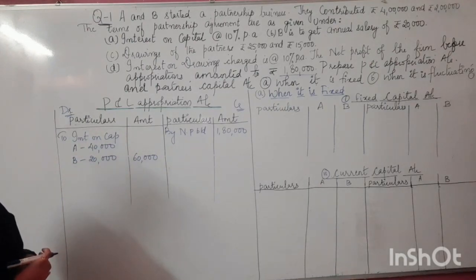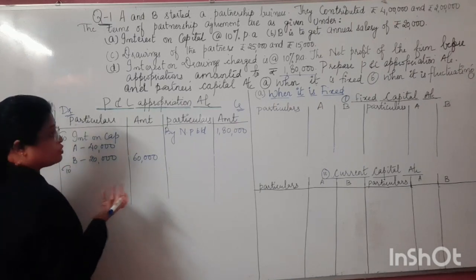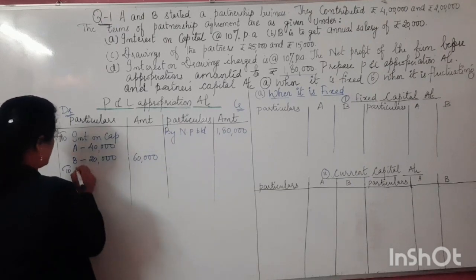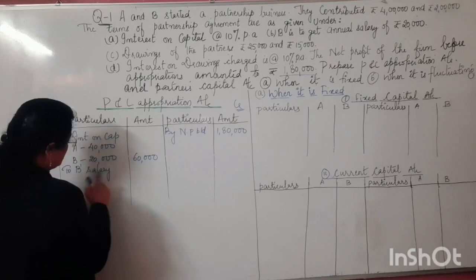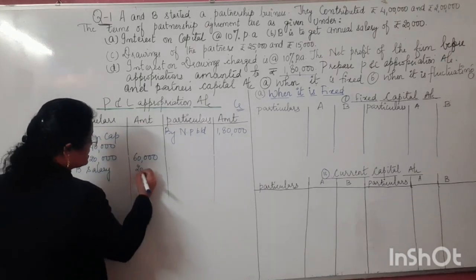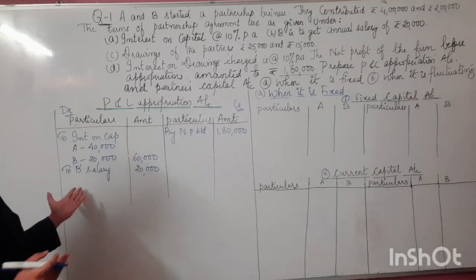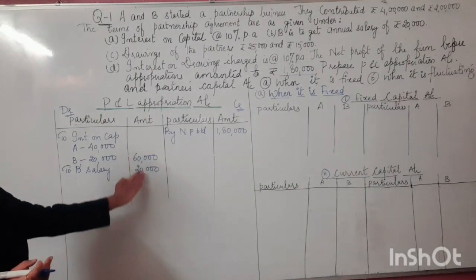Okay children, now the next thing is B is to get a salary. Annual salary, so you need not multiply it by 12 or anything. Directly you can take 20,000. So I am writing here, it's only B who is getting the salary. So B's salary is 20,000. Okay, as the firm has sufficient profits, we can see 1,80,000, and it is how much? Only 80,000.